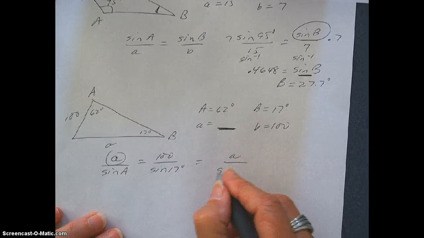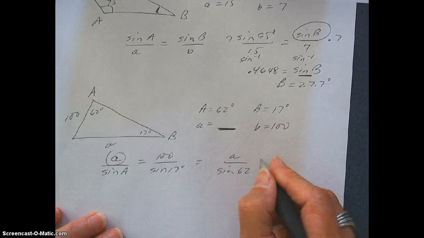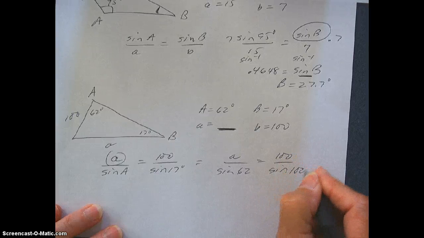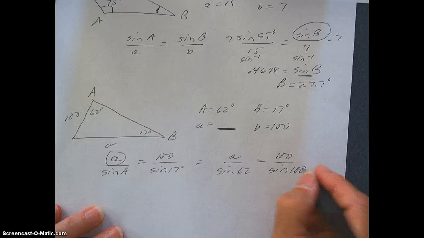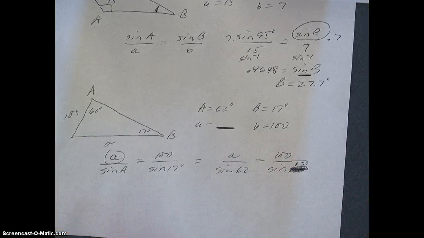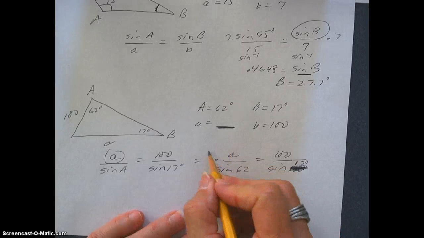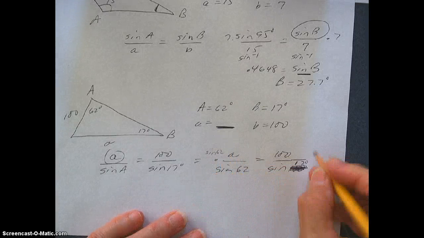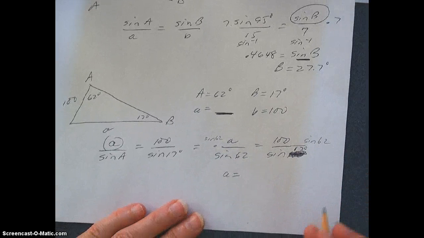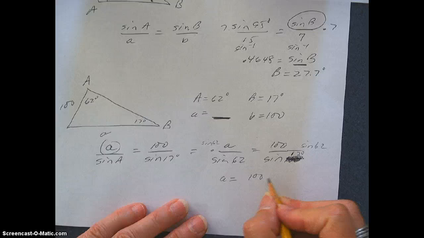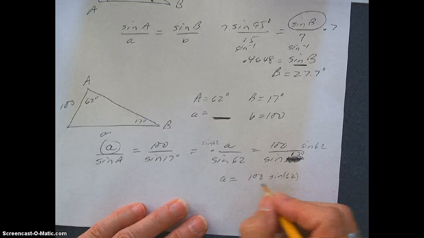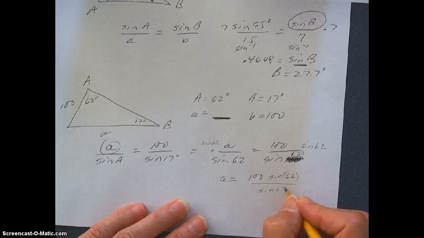So let's put in what we know. Sine of 62 equals 100 over the sine of 17. And again, we want to solve for A, so we're going to multiply both sides by the sine of 62. And please punch with me because we're going to multiply 100 times the sine of 62, enter that and then divide by the sine of 17.